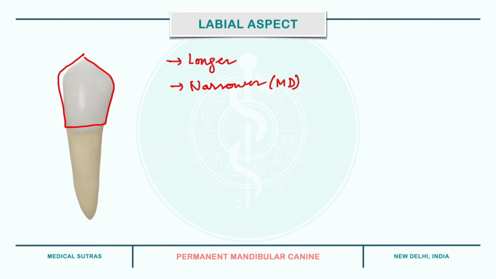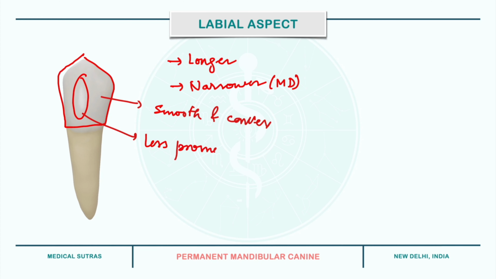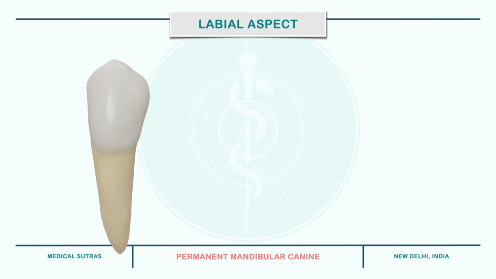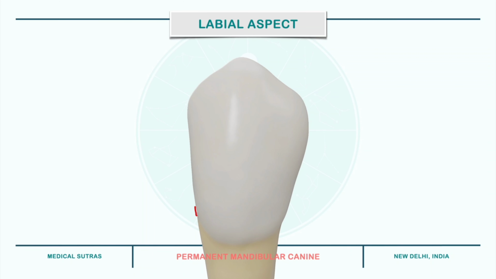The difference in mesiodistal dimensions is around 1 mm. The labial surface is smooth and convex, and the labial ridge is less prominent when compared to the permanent maxillary canine. Now coming to the outlines of the crown, the mesial outline is almost straight and is in line with the mesial outline of the root.